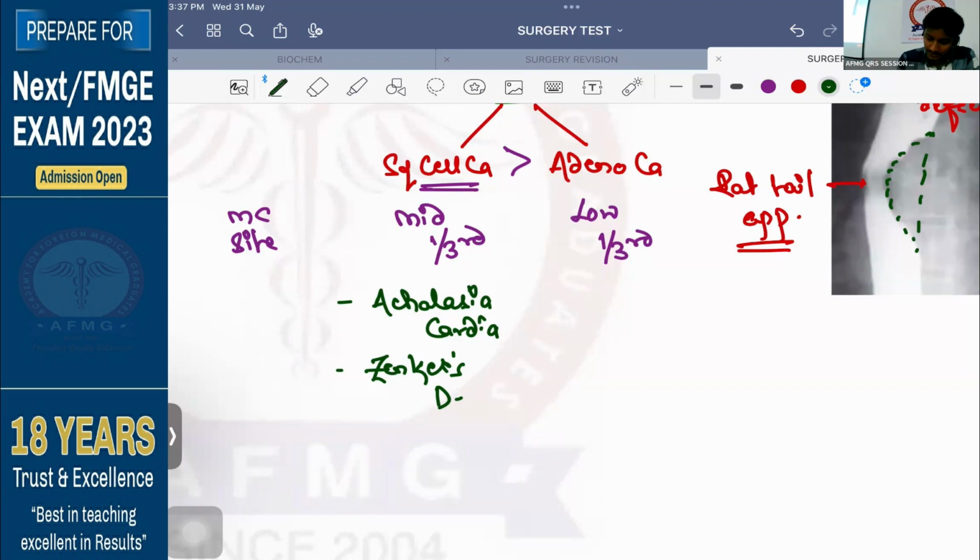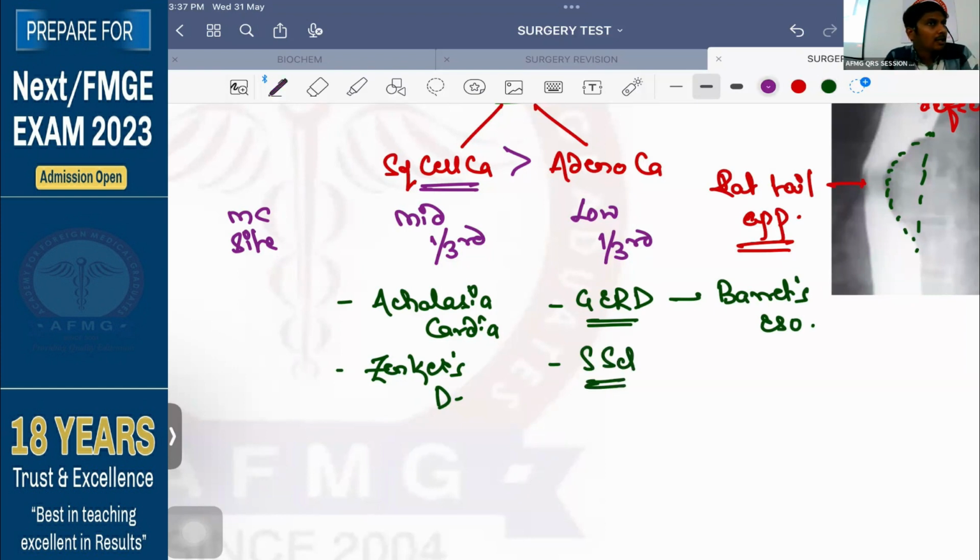ठीक है, नेक्स्ट इज एडिनोकार्सिनोमा के लिए इंपॉर्टेंट रिस्क फैक्टर GERD, definitely gastroesophageal reflux disease, which can further progress to Barrett's esophagus, definitely. And which connective tissue disorder? Shabash. It is scleroderma or systemic sclerosis. ठीक है, no issues with this. ये याद होने चाहिए तुम्हें.